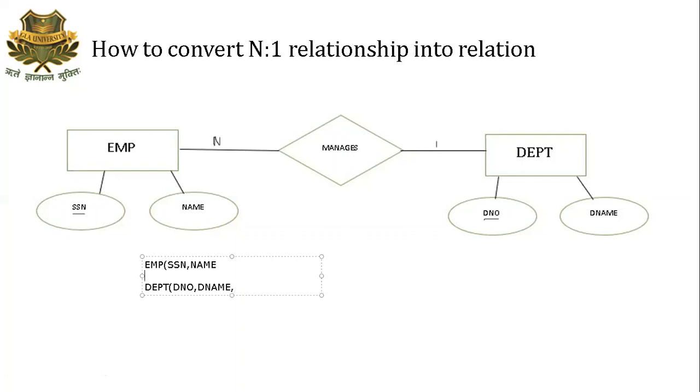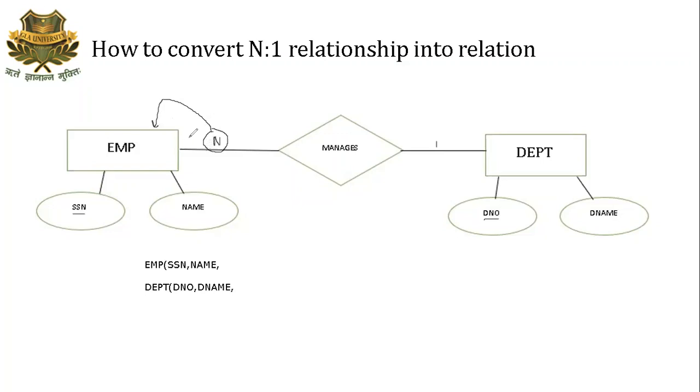Now the question arises in your mind where we should add the foreign key. Can we add the department number with the employee relation, or can we add the social security number with the department relation, right? So in an n:1 relationship, the important point is to always add the foreign key attribute on the n side, like here the n side. So always add the foreign key attribute on the n side of the strong entity.